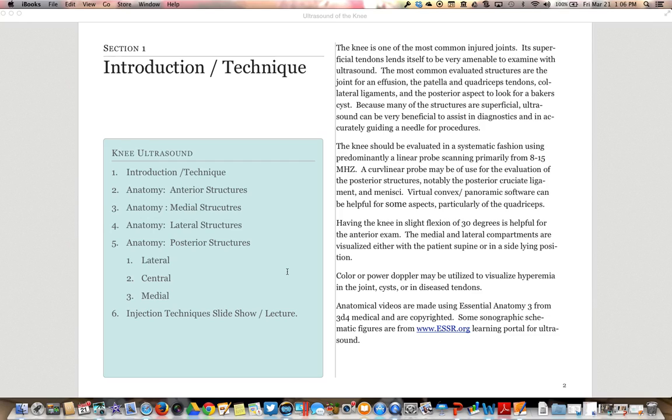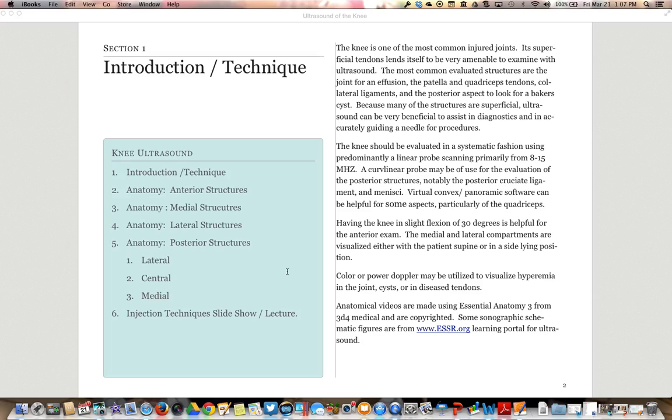The knee should be evaluated in a systematic fashion using a linear probe, scanning usually from 8 to 15 megahertz. A curved linear probe may be useful for posterior structures. Having the knee in slight, 30 degrees of flexion will help in the anterior exam. The other parts of the exam will be done with the patient either on their side or lying prone. Color or power Doppler may also be helpful during your ultrasound around the knee, particularly if there is an effusion, a cyst, or a diseased tendon.